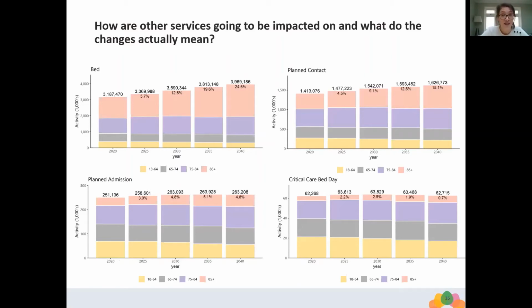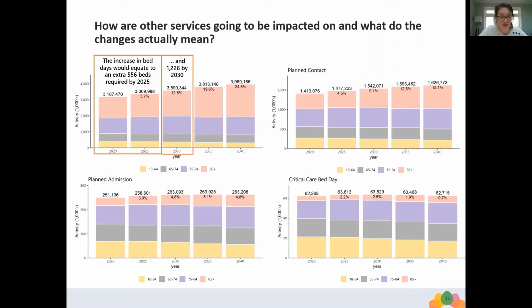There's a particularly large growth in beds, and here the move from 3.1 million bed days in 2020 in the Midlands to 3.3 million bed days in 2025 would equate to an additional 556 beds being required in the Midlands. If we compare 2020 to 2030, then actually we'd need an additional 1,226 beds in the next 10 years in the Midlands to meet the extra demand.